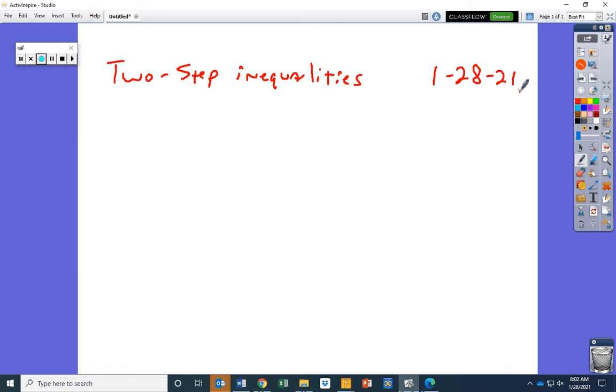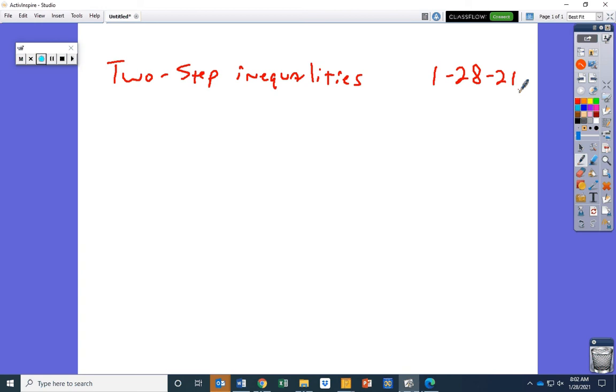Macy? Yeah, divide or multiply by a negative. Okay, does it matter if you're going into a negative? No. Okay, so think back to when we did two-step equations. What did we do to make two-step equations a little bit easier? We put stuff in a what?